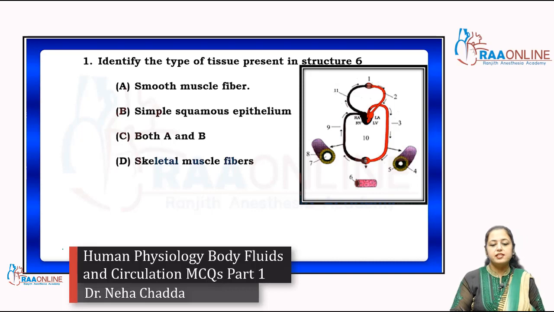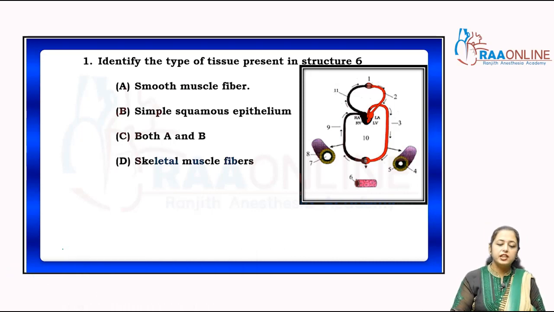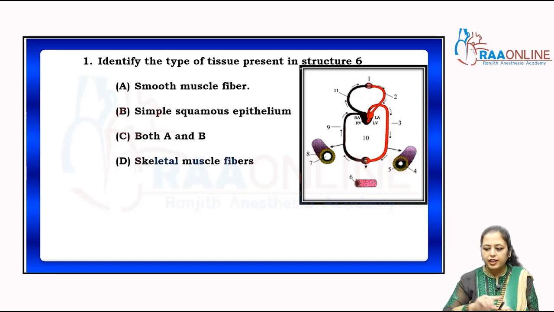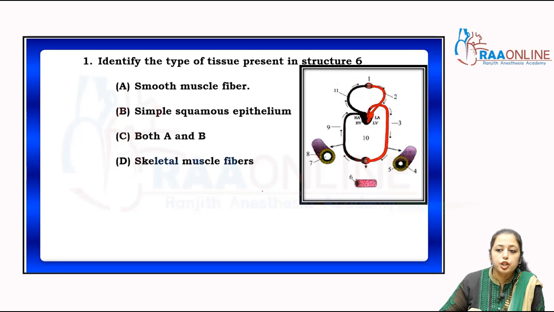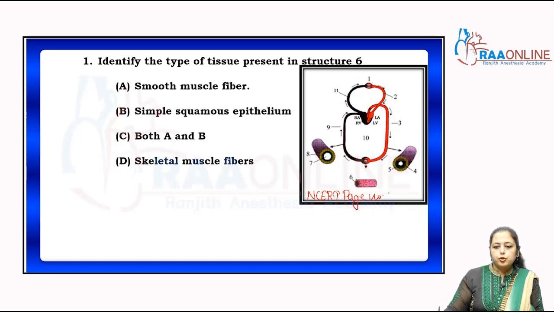We solve the questions related to the NCERT. So now we will solve some questions, right? First, identify the type of tissue present in the structure 6. This is the schematic diagram of the blood circulation in humans, which is also given in NCERT at page number 287.